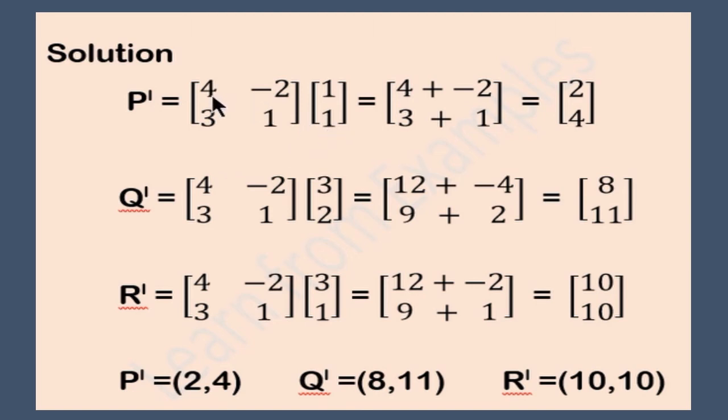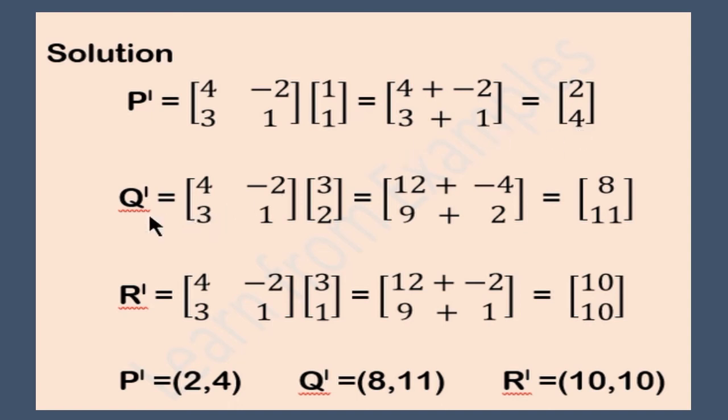Next, multiplying the first element with the first element, 4 times 1 is 4. Second element with the second element gives us negative 2. 4 minus 2 gives 2. Going to the second row, the first element is 3, multiplied with the first element 1, we get 3. Second element 1, multiplied with the second element 1, we get 1. 3 plus 1 gives us 4. So the coordinates of point P dash are 2, 4.